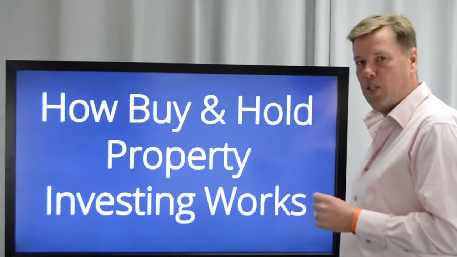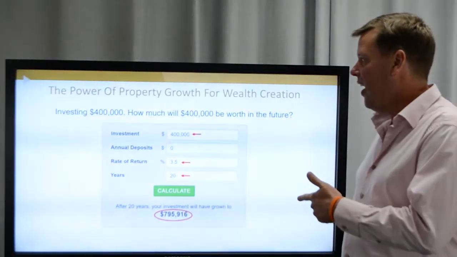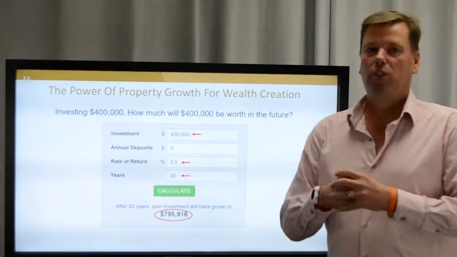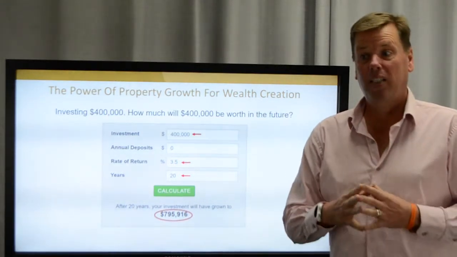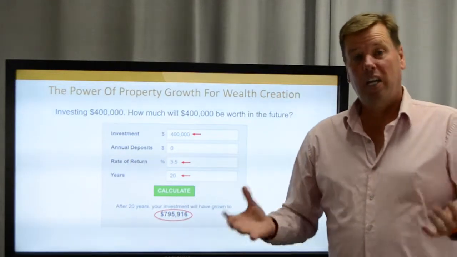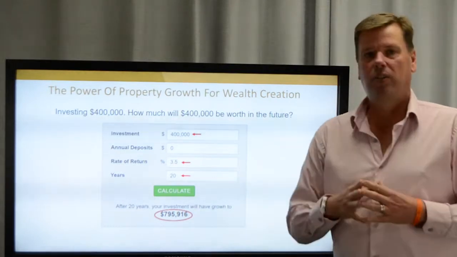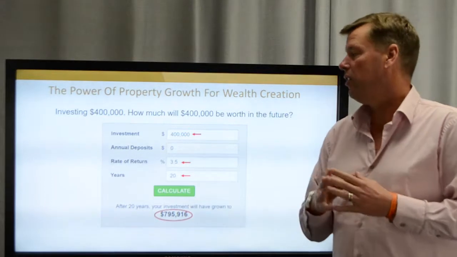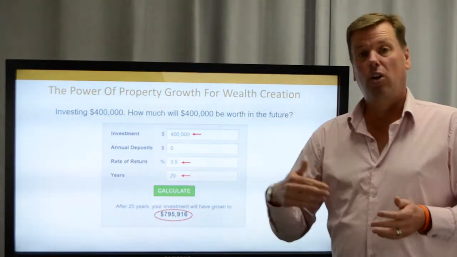So what we're going to do is flick to the next slide, which is coming up right now. And what we're talking about here is showing you what the return would be for a property. The general rule of thumb in the past has been that a property will grow in value or double in value every 10 years. And how do we work that out? We need a rate of return of 7% for our property to double every 10 years. So a $400,000 property to be $800,000, we need 7% growth year on year.